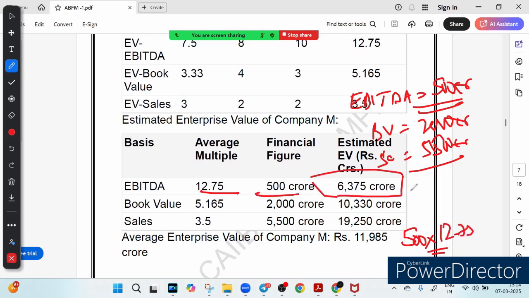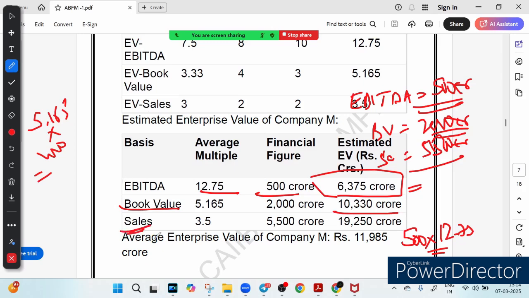Simple, it is simple. You see EV upon sales multiplied by sales. This sales will get cancelled, ultimately you will get EV. So finally we get the enterprise value, right? And if you take the average, how do we get the average? So you add all of them, divide by 3, you will get the average 11985 crore. So this is the average.